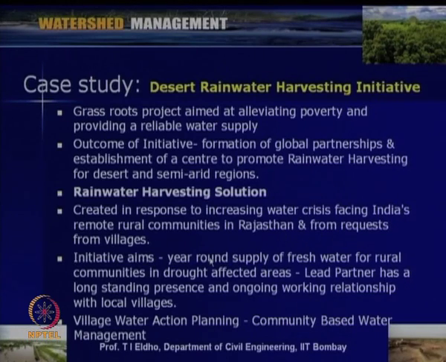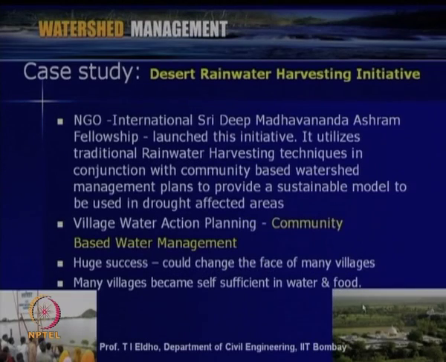The initiative aims at a year-round supply of fresh water for rural communities in drought affected areas. The lead partner has a long-standing presence in the area, and the village water action planning committee is managing and developing the system with the help of the NGO. The NGO is called International Sri Deep Mahavandana Ashram Fellowship. So they launched this initiative.